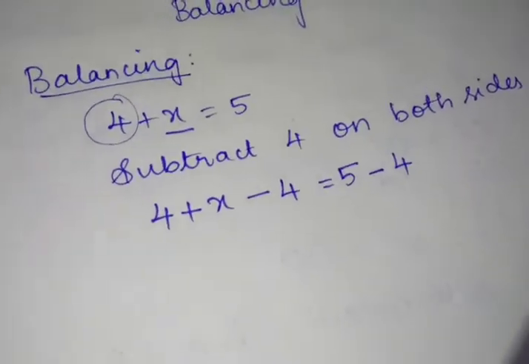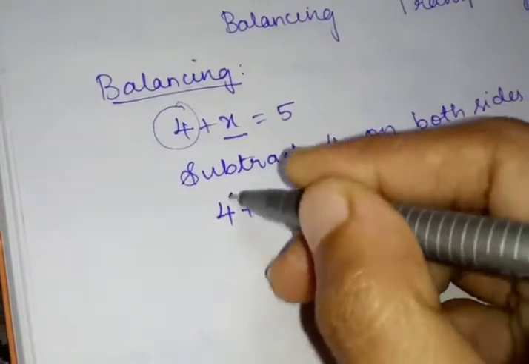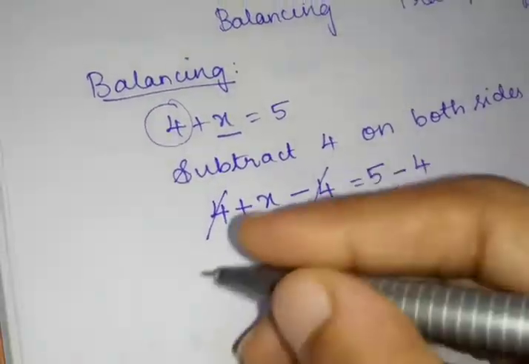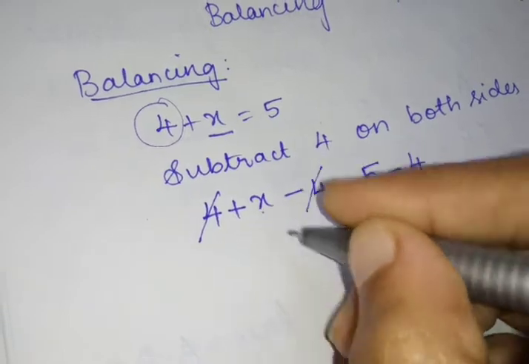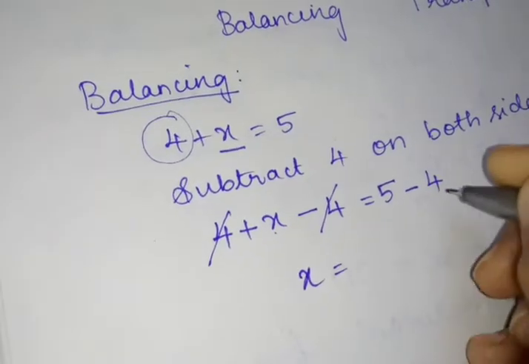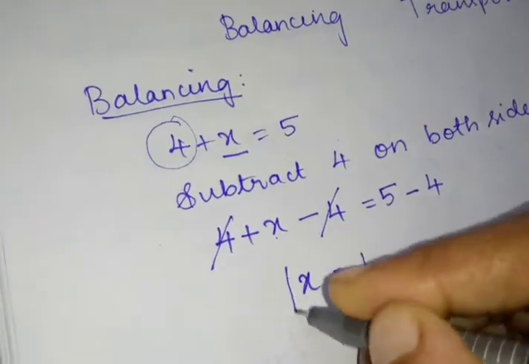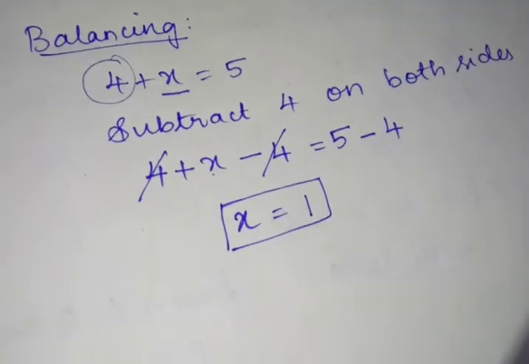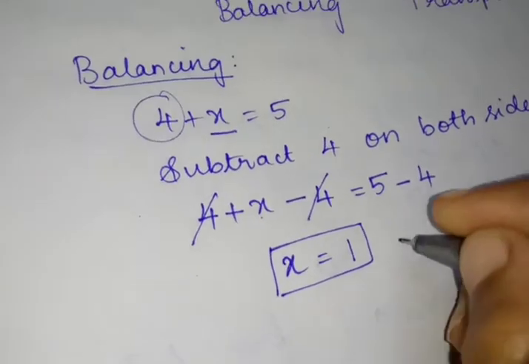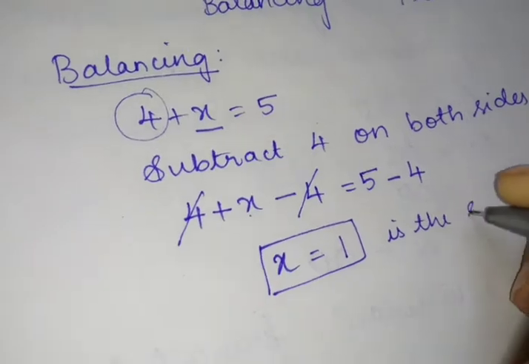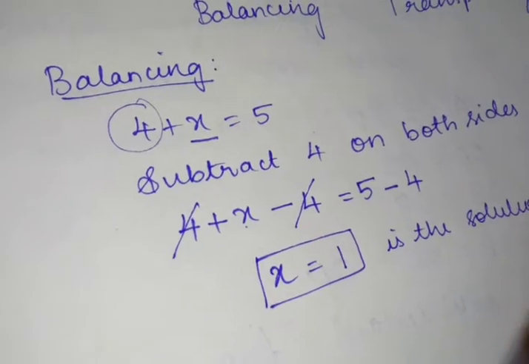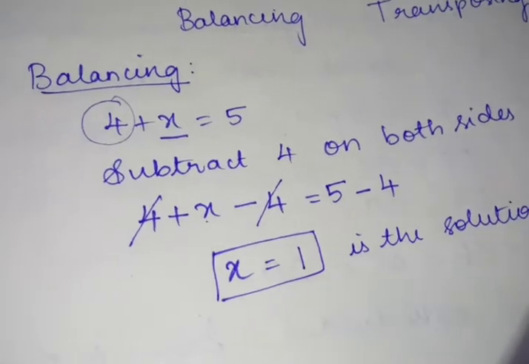Do everything on both sides. Now plus 4 minus 4 is 0, so both got eliminated, right? So what is the remaining? X. 5 minus 4 is 1. So what is the x value? X is equal to 1 is the solution. This is how you should do the balancing method.